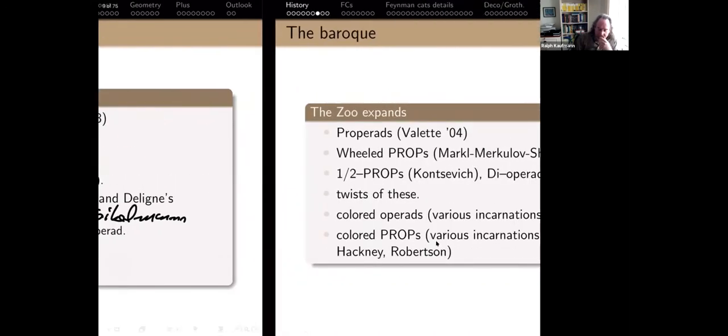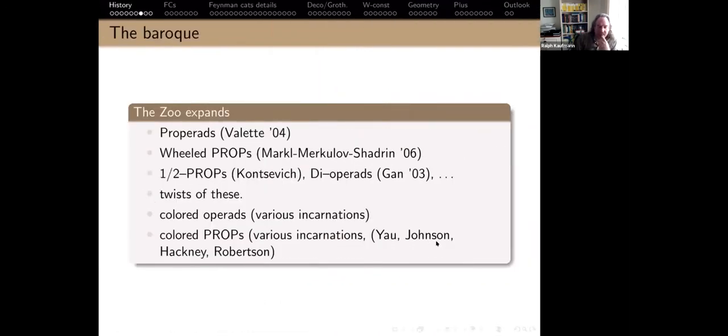All right. And then I call this the Baroque. And what happens is now we have more and more decorations and things that expand. So we have props by Valette, wheeled props, half props, dioperads, twists of these, colored operads in varied incarnations. And that one again, I'll be happy. So I wrote various incarnations because the history of those wasn't that clear to me. Colored props, again, various incarnations.